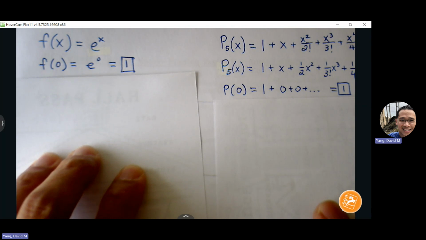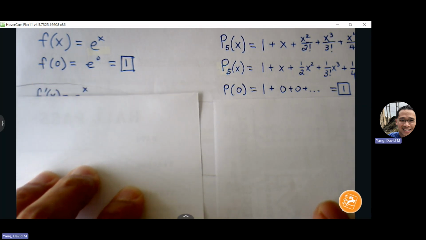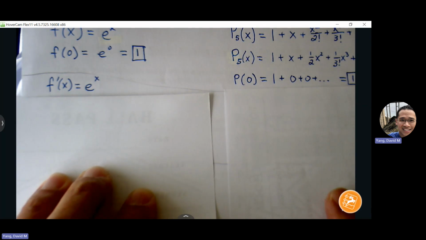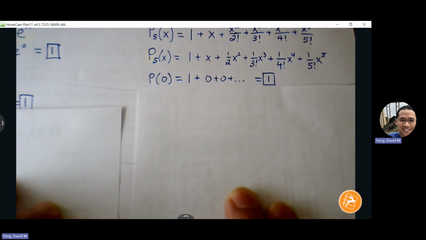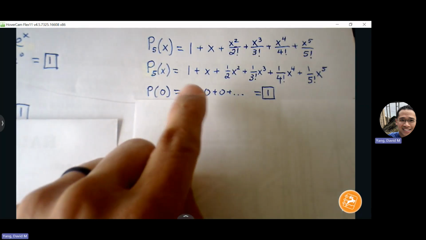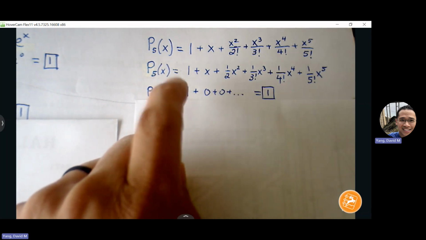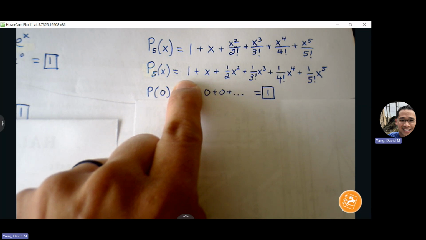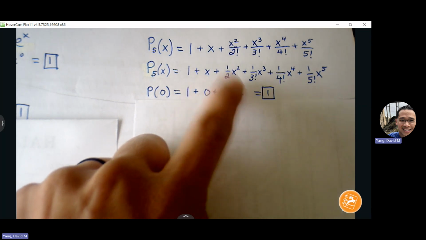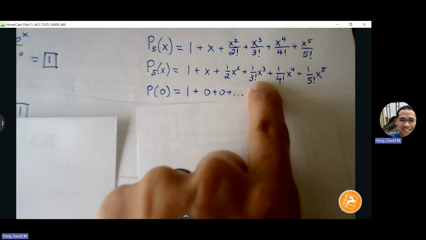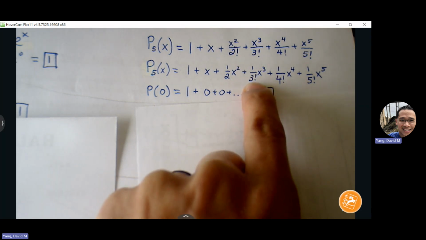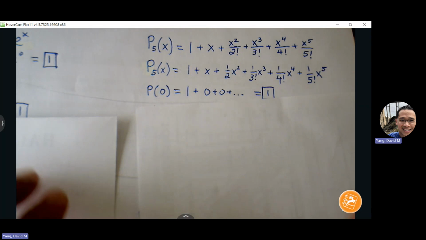We know f prime of x is going to be what? Just e to the x. And f prime of 0 is still going to be 1, right? So if I were to find the first derivative, p prime, let's go down this list here. The 1 goes to a 0, and then x becomes a 1. Okay, what does 1/2 x squared become? x. What does 1 over 3 factorial x cubed become? Good. So that 3 factorial is waiting for that 3 to come down to cancel out, and it's going to come down to a lower degree.